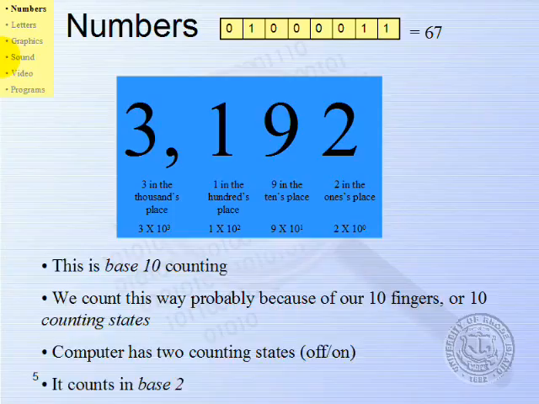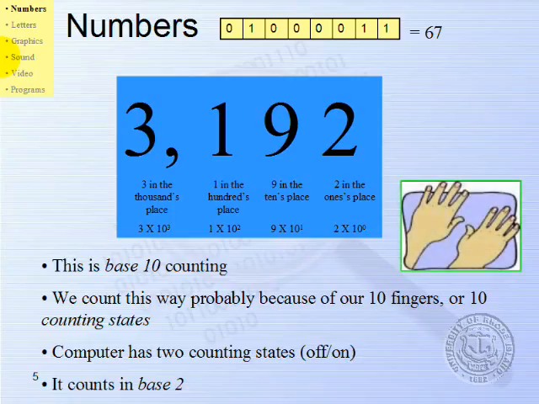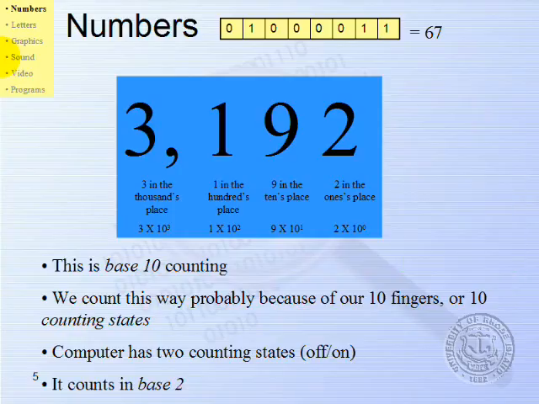This is called counting in base 10. We probably count this way because we have 10 counting states, our fingers. Remember that computers have 2 counting states, the 2 states of electronic devices of being off or on. So instead of counting in base 10, like humans count, computers naturally count in base 2.